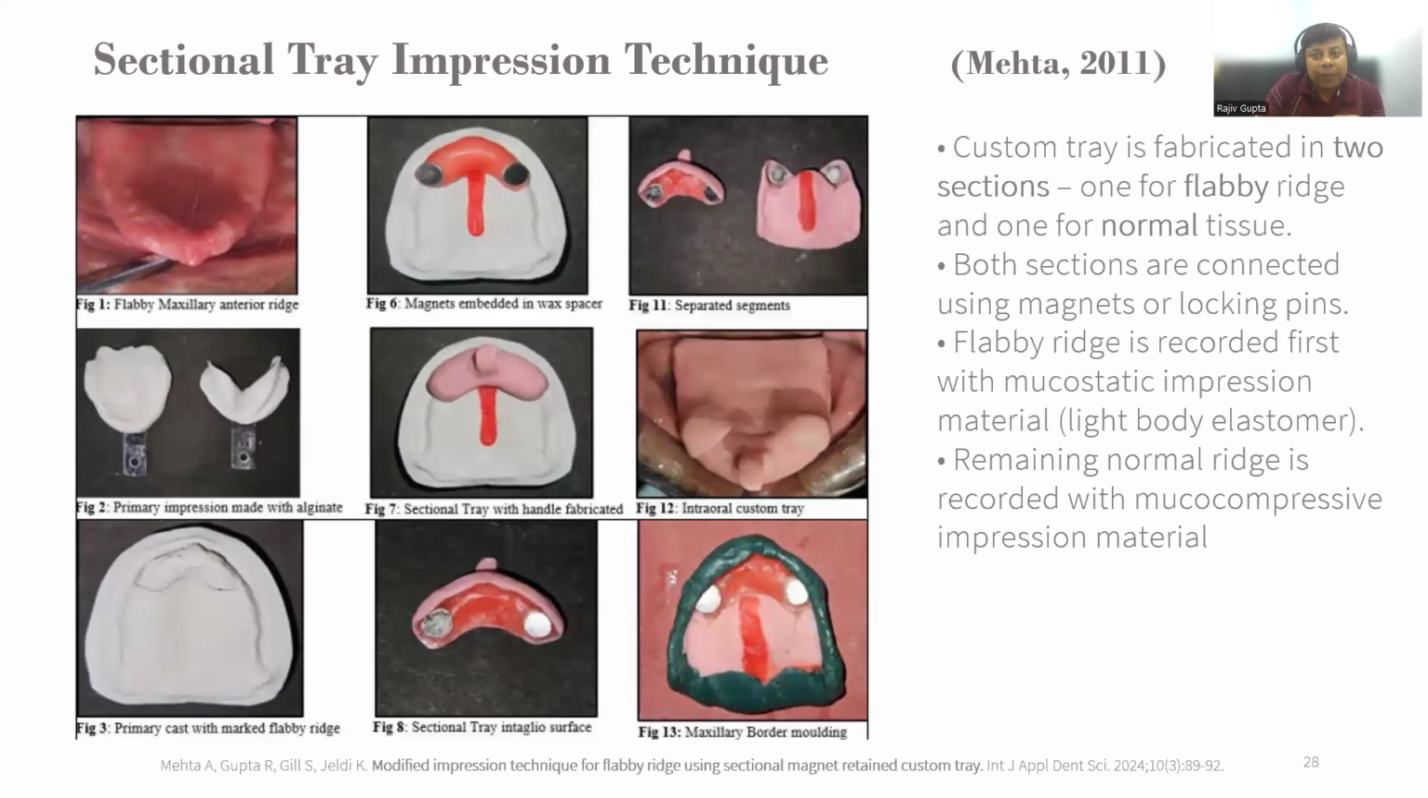Another sectional tray impression was introduced by Mehta in 2011. In that, again, they have made two different parts of the tray, which have been connected with the help of magnets. So the purpose is the same: in the flabby area, we don't want any pressure to be applied, and the other area we have to record in a conventional manner. But ultimately, we want these two portions of the impression to be joined.